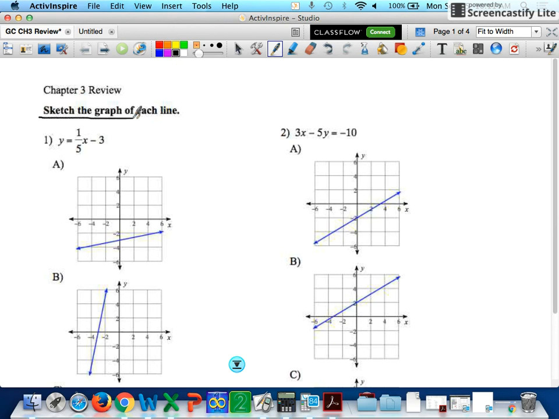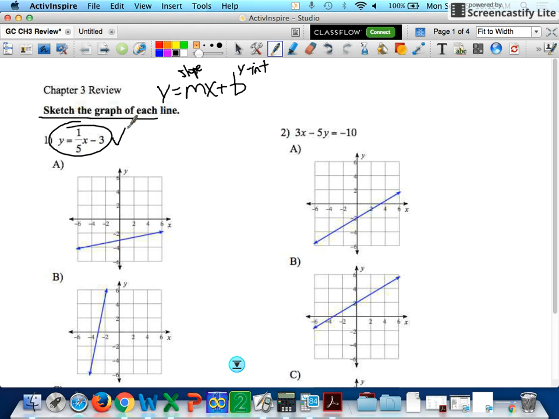Anytime we want to sketch a graph of a line, we probably want to start out with y equals mx plus b form. That's our slope-intercept form. So that means that's slope, and that is our y-intercept. And those two pieces of information tell us a lot about a graph and allow us to put it on a graph very easily.